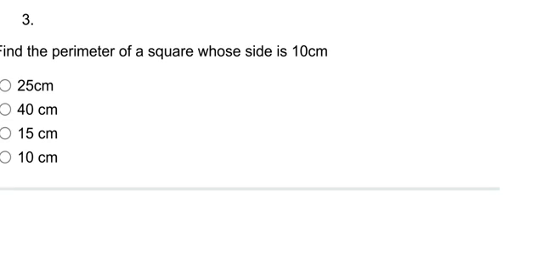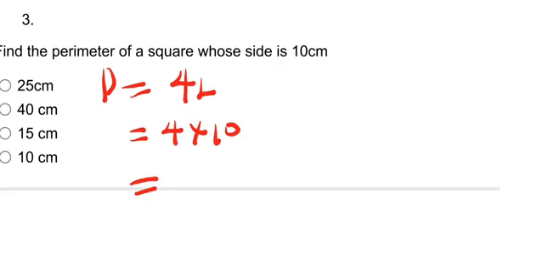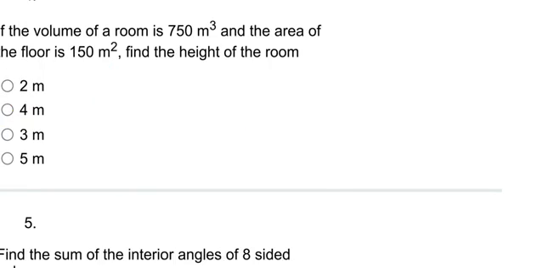So this question says, find the perimeter of a square whose side is 10 centimeters. Perimeter of a square is 4L, L is the length of a side. So that means it's going to be 4 multiplied by 10, and that gives 40 centimeters. So which is this option here? Is that clear? Right, question 4.